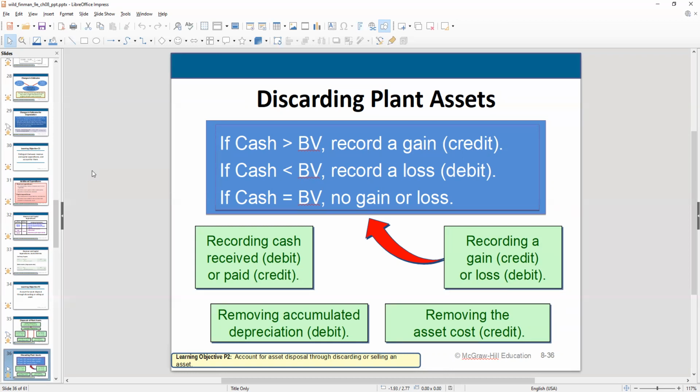And if we're recording receiving cash less than its book value, then we're going to have a loss. If we get exactly what the salvage value is, we have no gain or no loss. We're just removing the equipment off the books.